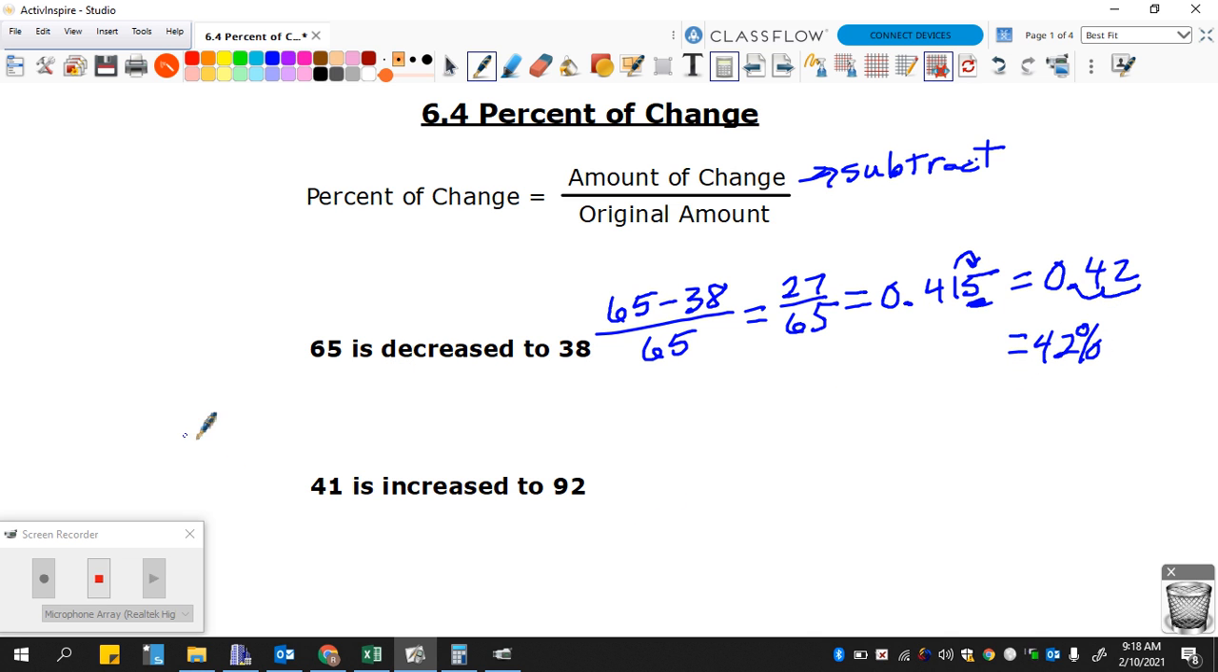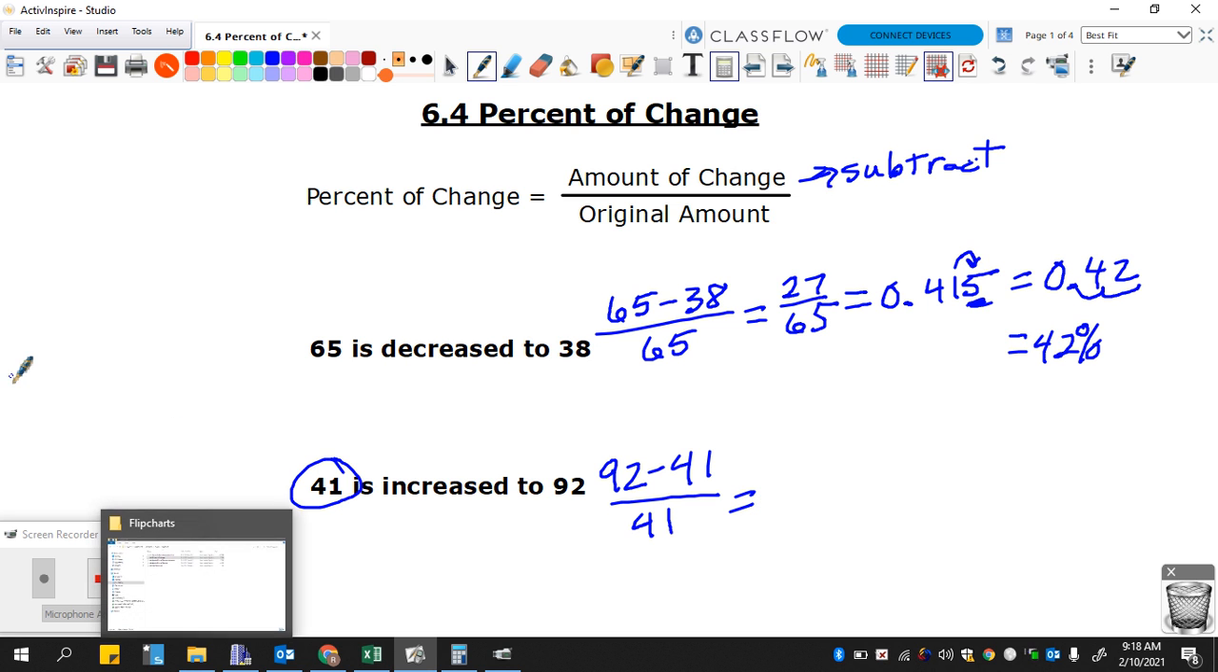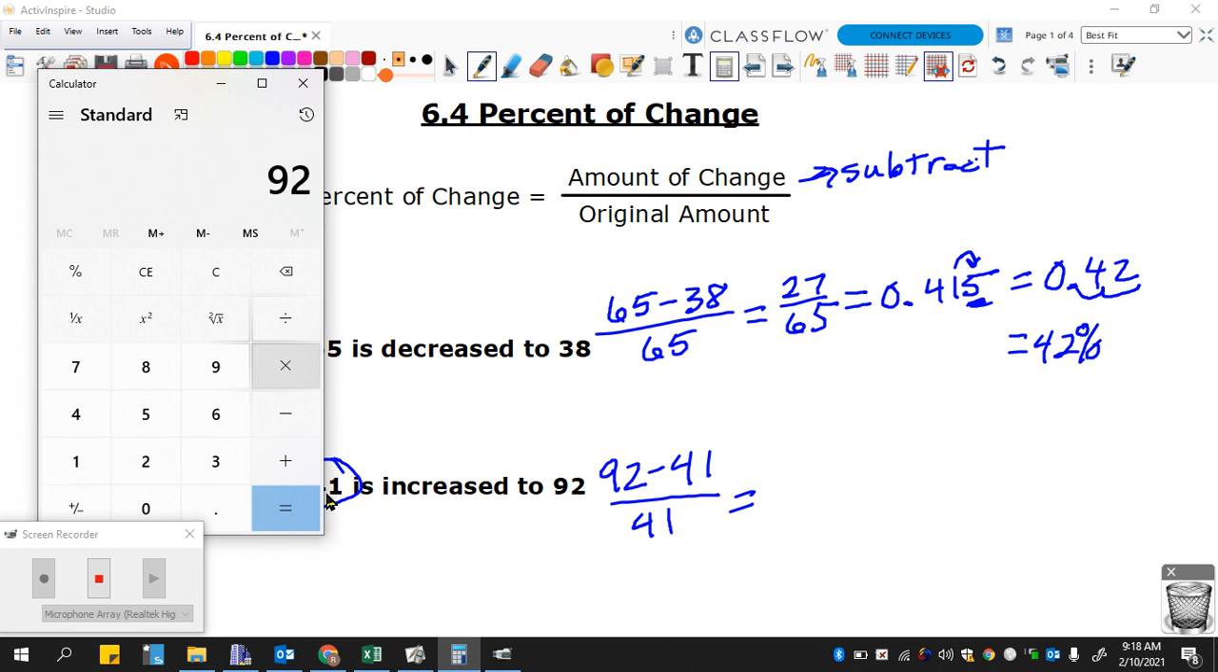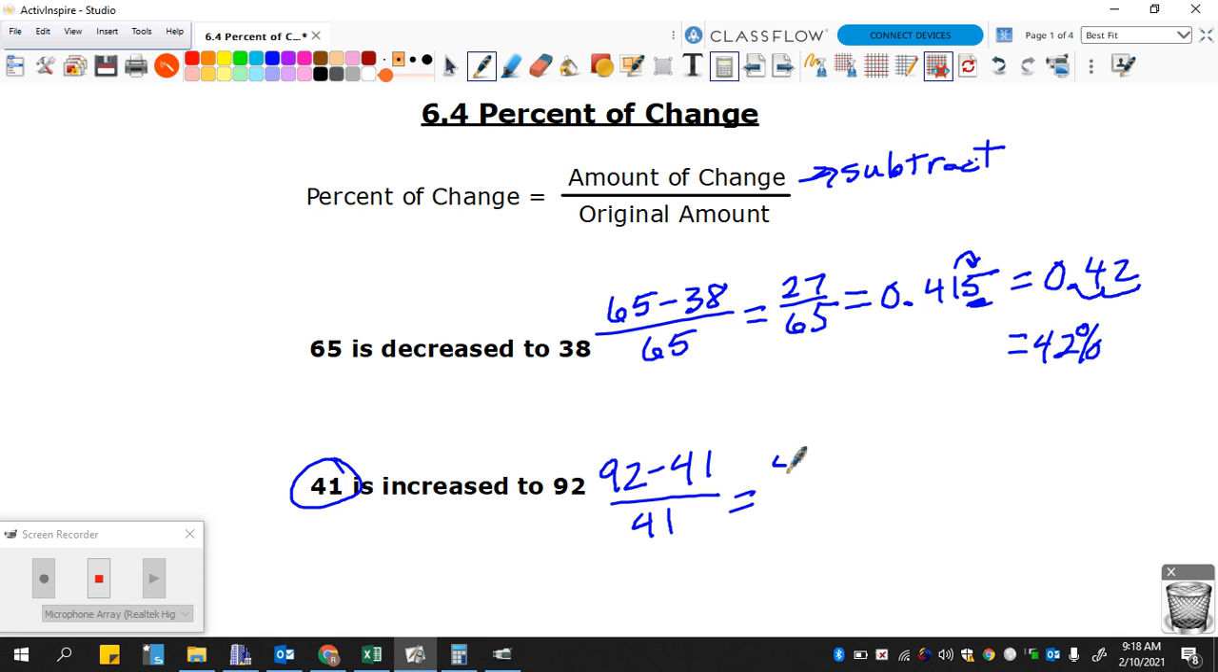Okay. The next one is an increase. Once again, the original amount is 41. Okay, so that's going to go on the bottom. And we're going to subtract the two numbers, 92 minus 41. All right, so 92 minus 41 is 51. So we have 51 divided by 41.